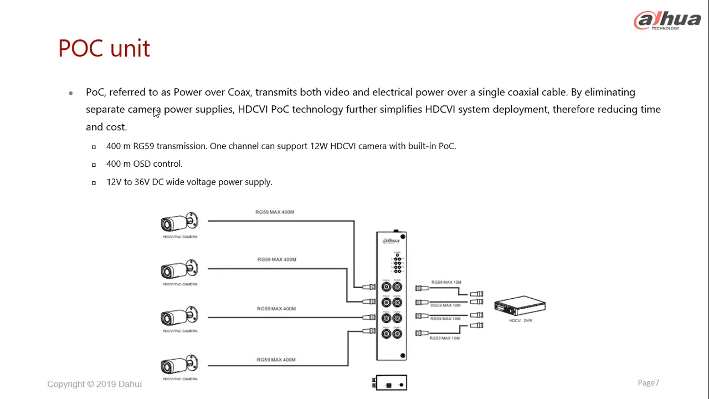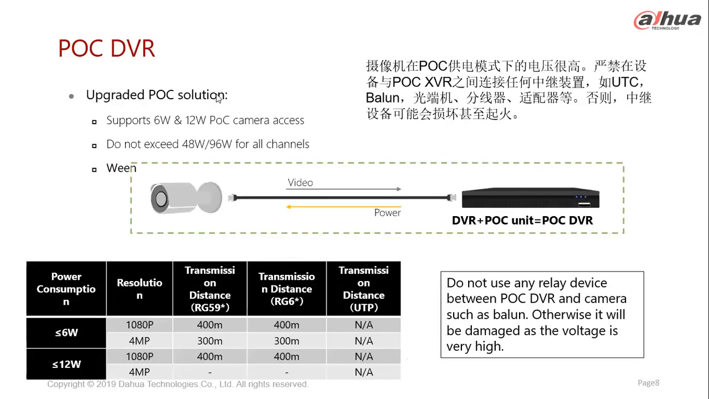So the recommended distance for RG59 cable is 400 meters, and the power output needs to be 12 watts, if you're going to use a DC of 12 volts to 36 volts. Sorry, these are just the specifications for the POC: up to 400 meters for RG59, and 400 meters with OSD control. We talked about the on-screen display menu. The power voltage needs to be 12 to 36 volts. So the maximum is 400 meters.